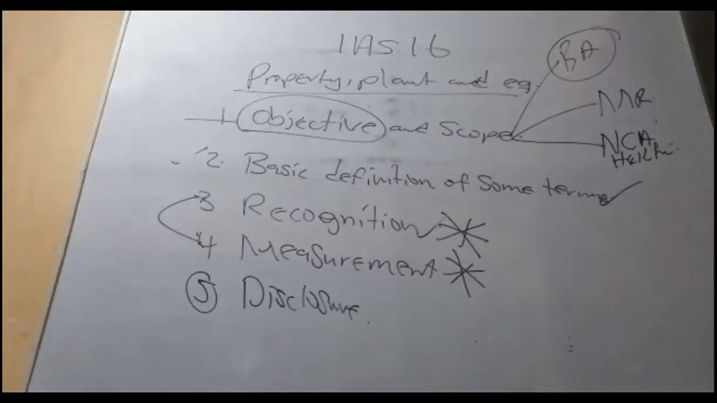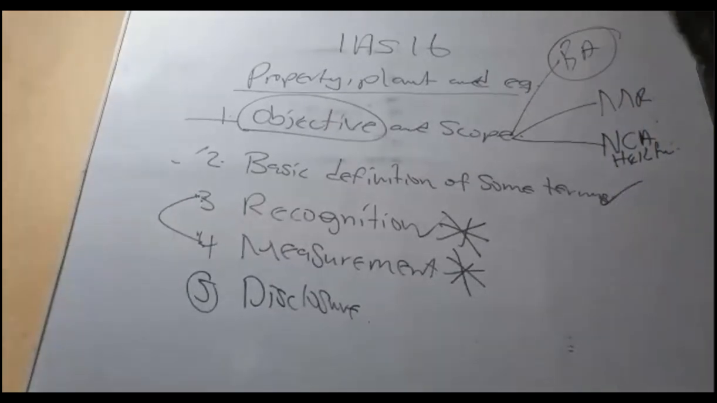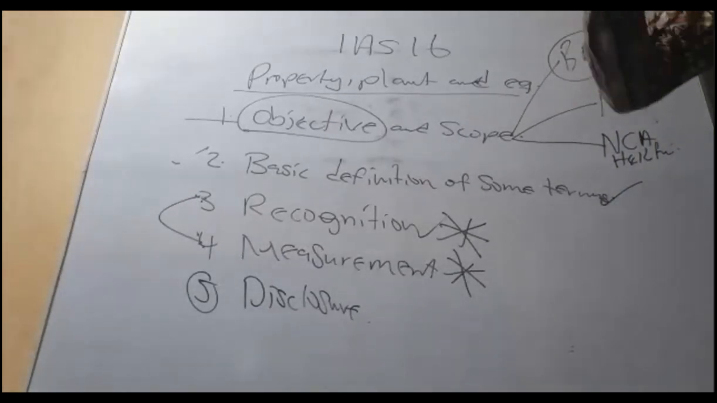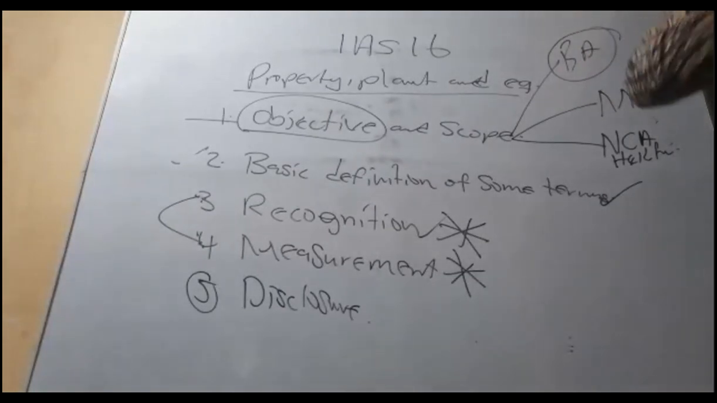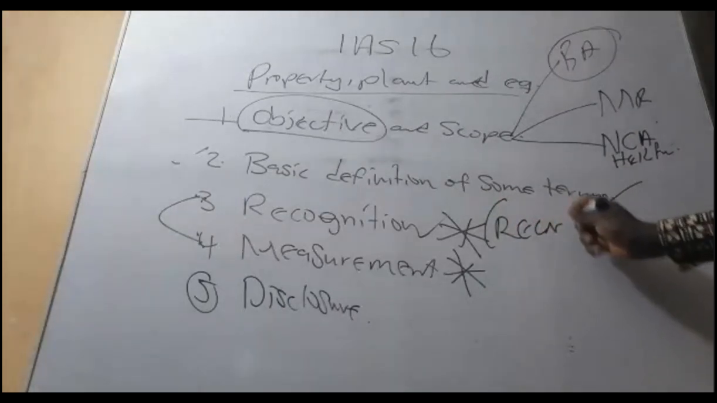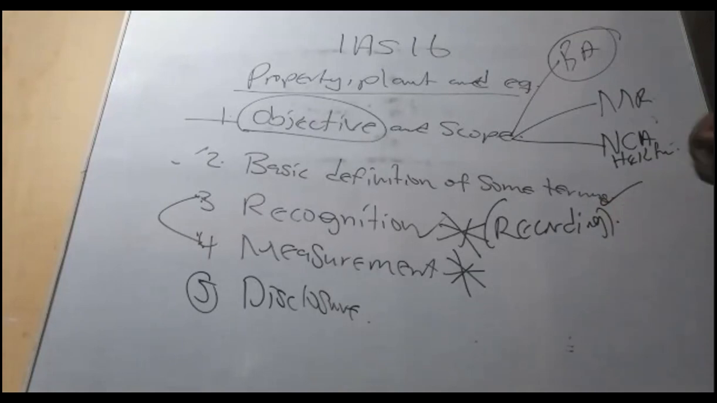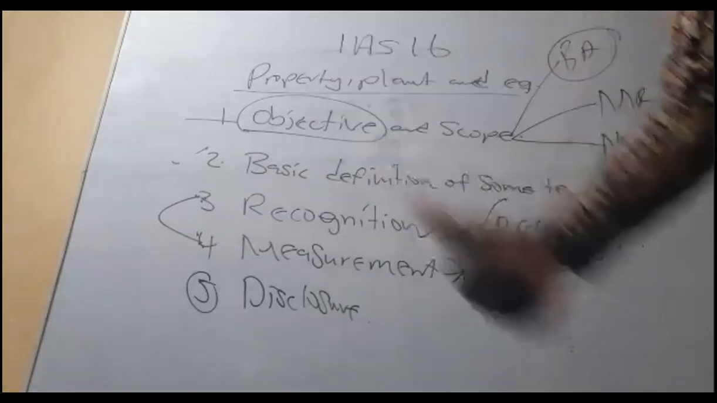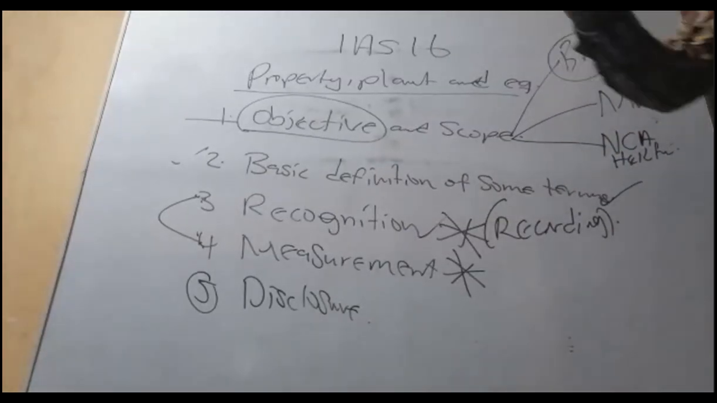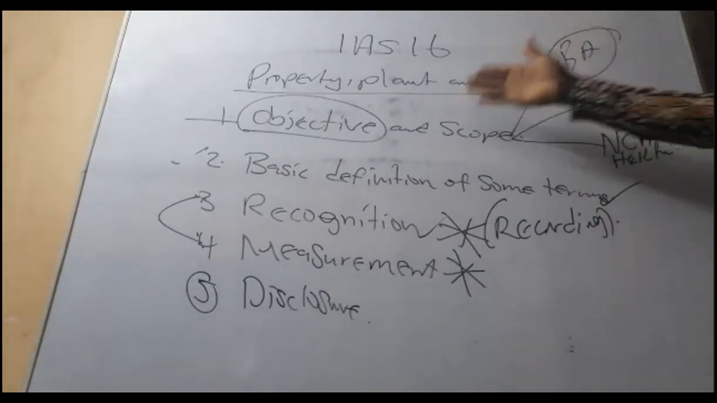Recognition. In financial reporting, we said that recognition simply means incorporating certain items in the financial statements, or recording. You can't just stand up and record items in the financial statements. They must pass a certain condition or criteria. Each and every element has a specific criteria that needs to be fulfilled before you can record or recognize that item. PPE also has 2.